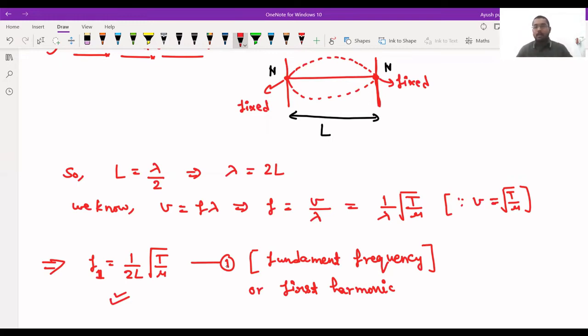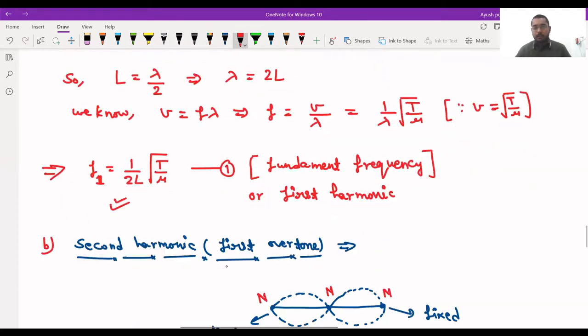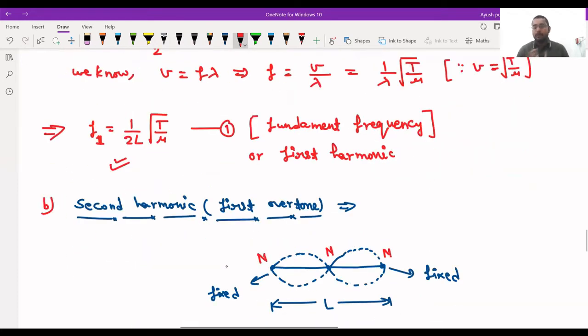Fine. Now let's move to another, and that is the second harmonic. Don't worry about the terminology, I will make everything clear. For now, focus on what I have to deliver. Now I don't want the minimum possible frequency. I have increased the frequency a little bit, but I again want the standing wave to be formed on the string.